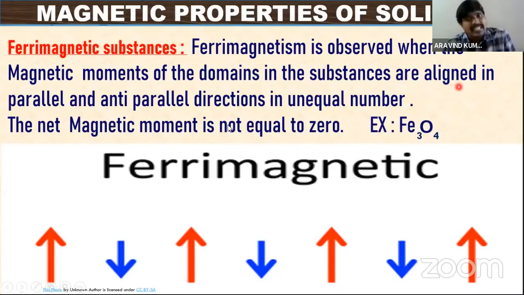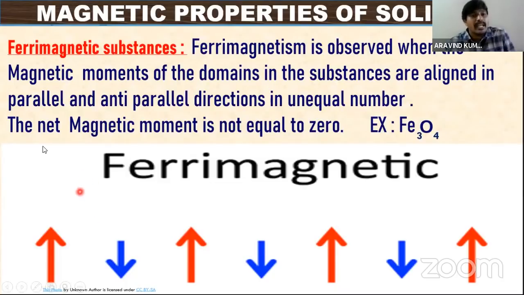Aligned means placed in parallel and anti-parallel. Parallel means one is clockwise, the other one is anti-clockwise. That's the reason I am mentioning the terms parallel and anti-parallel directions. Now, do we have the same number of parallel and anti-parallel in ferri? Your answer will be no.